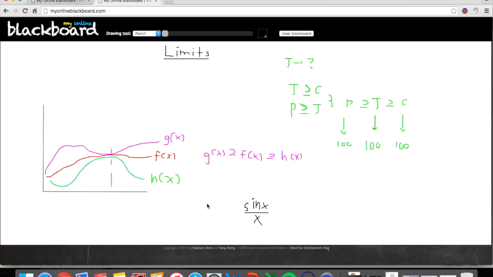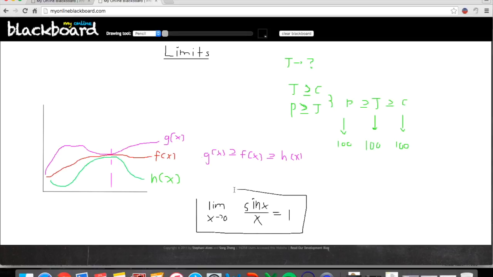I'm going to cover this in my next video tomorrow, but simply put, here's what we'll be proving: that the limit as x approaches 0 of sine of x over x is equal to 1.